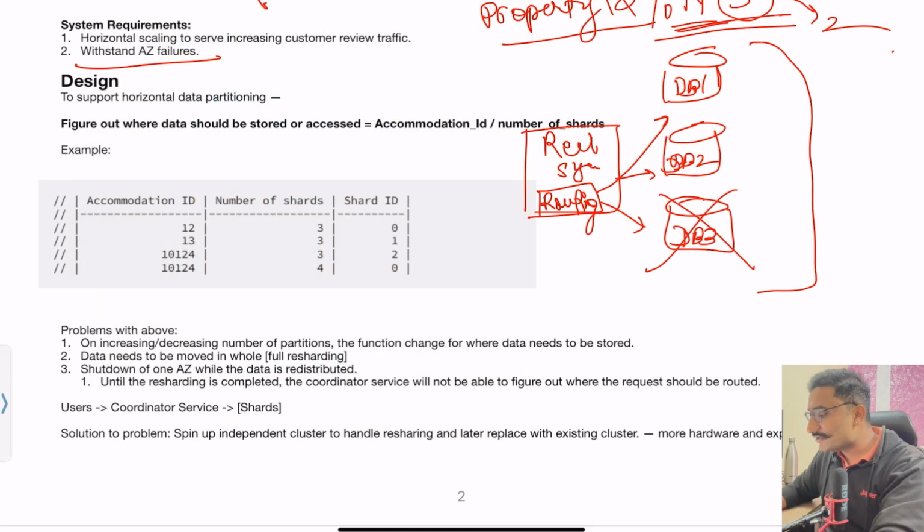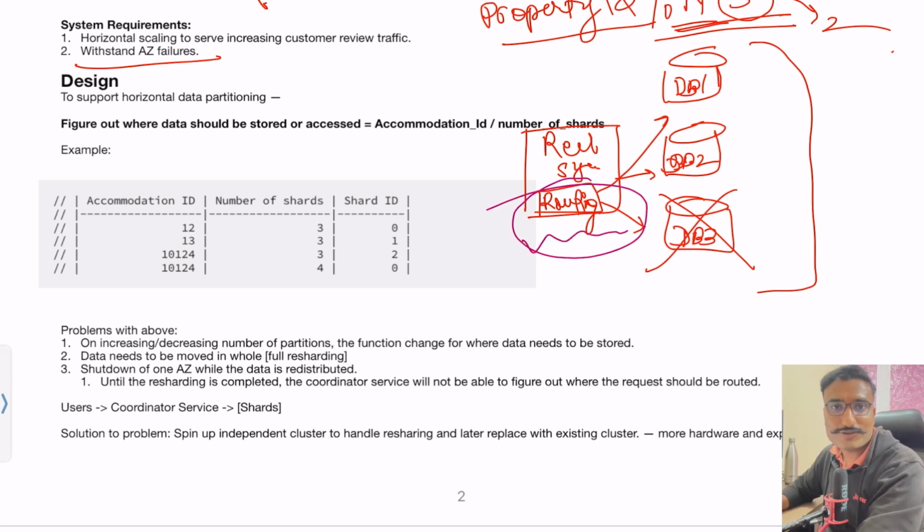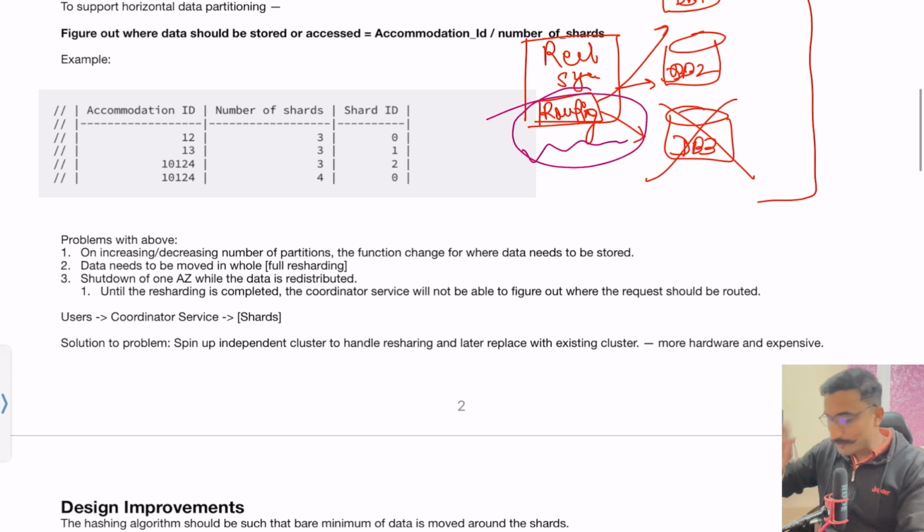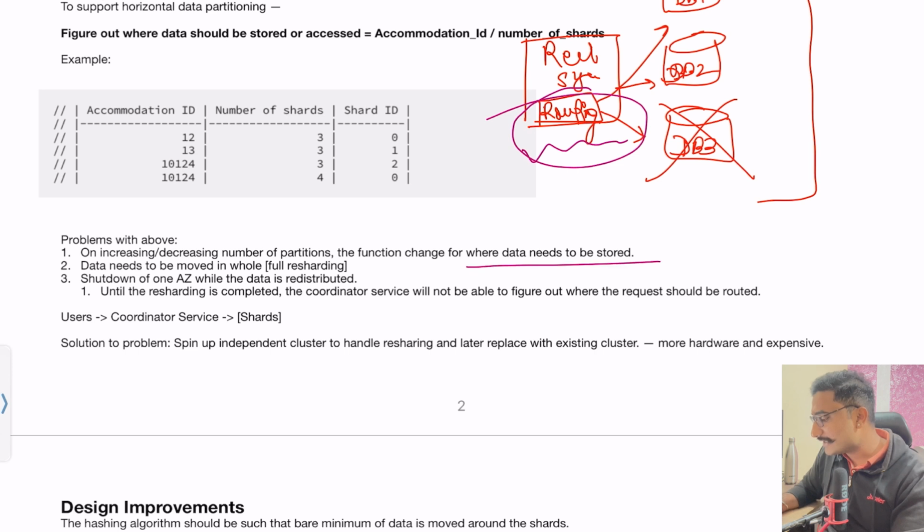If this number n changes, then your hashing function changes, and the routing system or routing layer will not work as expected. You will have to update the logic somehow, or you will have to move the data somehow, so that you know this is the new location for my data. So, multiple problems. What are the problems? On increasing or decreasing the number of partitions, the function for where the data needs to be stored changes.